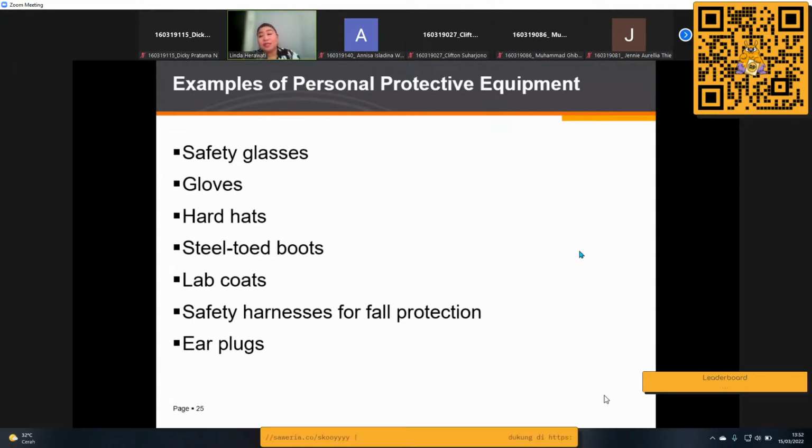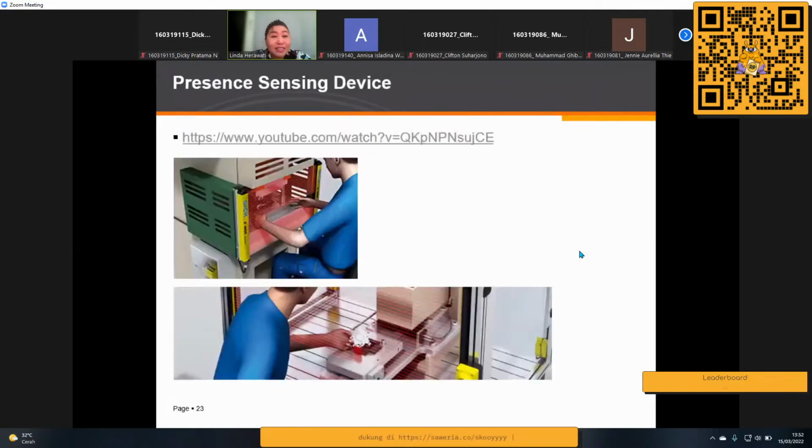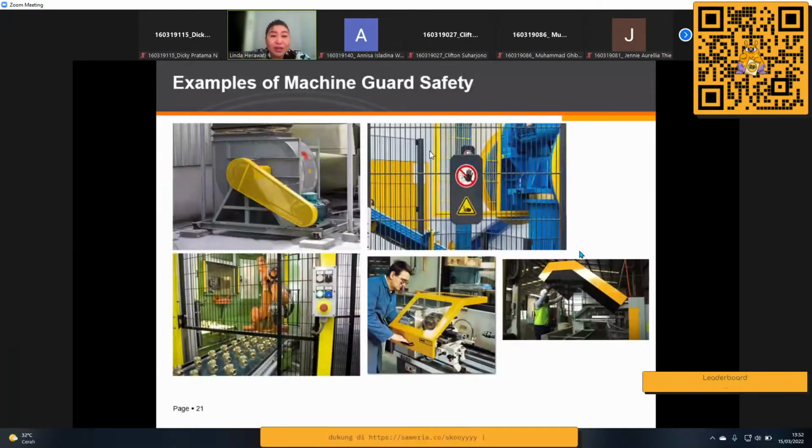Let's discuss, for example, in daily life materials, we can see so many machinery guards. For example, like this one, we can see in the motorcycle a guard to protect the chain of the motorcycle, or maybe the chain of the bicycle. It can be guarded like this one.